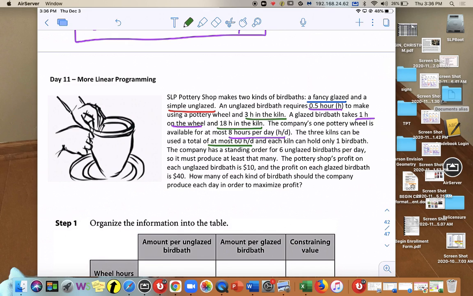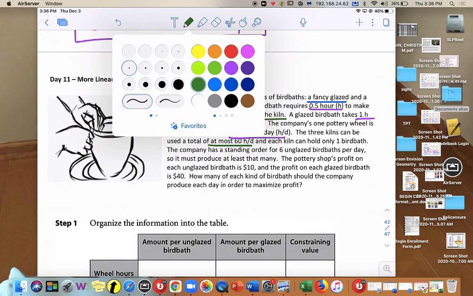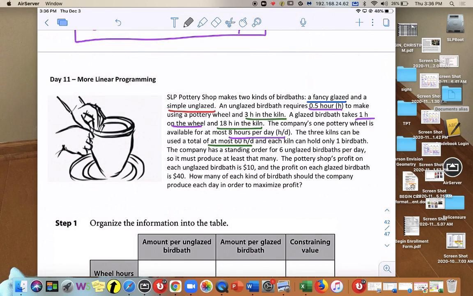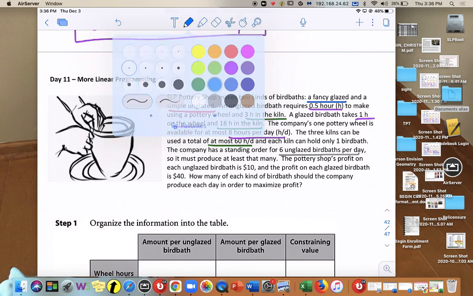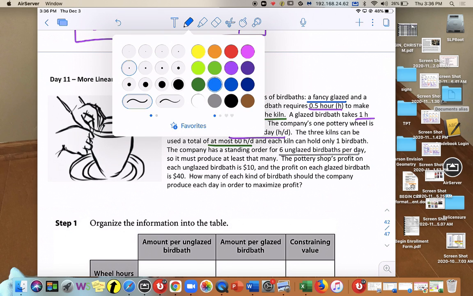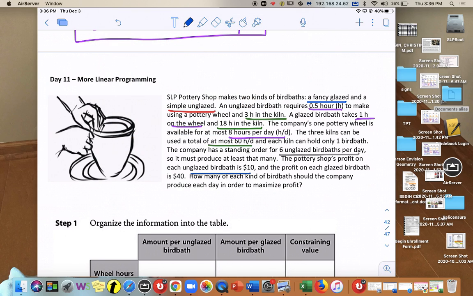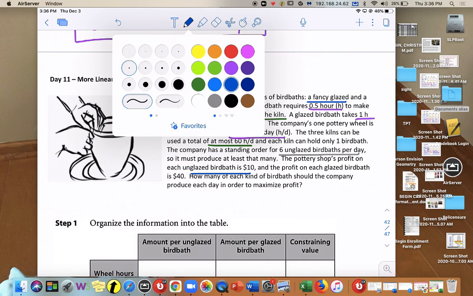The company has a standing order for 6 unglazed bird baths. All right, so it has to make at least 6 per day. The profit on each of the bird baths is $10 for the unglazed and $40 for the glazed.